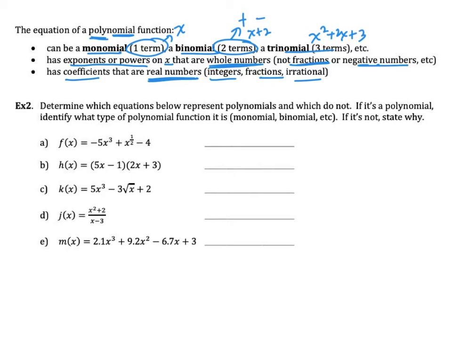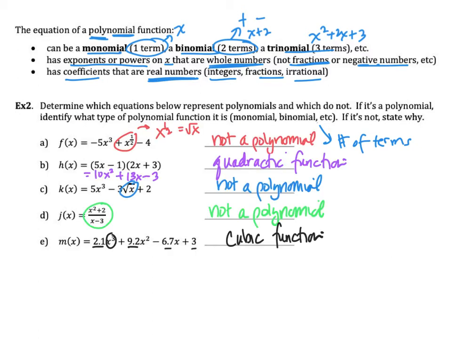It says determine which equations below represent polynomials and which do not. If it's a polynomial, identify what type of polynomial function it is. Is it a monomial, binomial, trinomial? So in other words, how many terms it has. And then if it's not, state why not. So I would pause, try this on your own, and then check back when you're done.